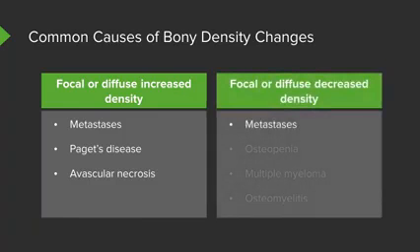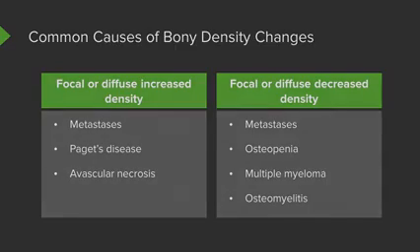Other causes of decreased density include, again, metastases, and it depends on whether the metastasis is lytic or blastic. If it's a blastic metastasis, that usually results in increased density. If it's a lytic metastasis, that will result in decreased density. Osteopenia can also be focal or diffuse, and that results in a decreased density of the bone. Multiple myeloma is another cause, and osteomyelitis.